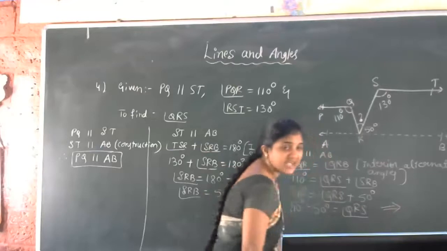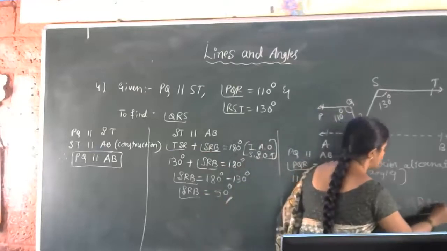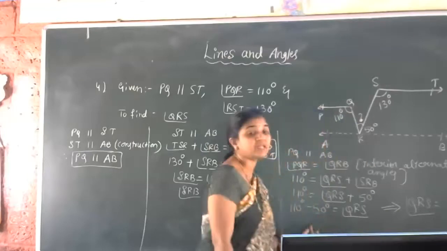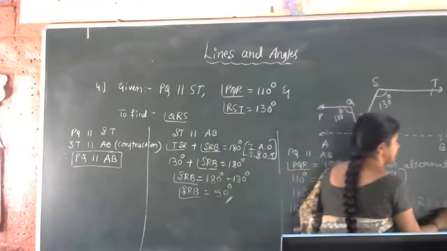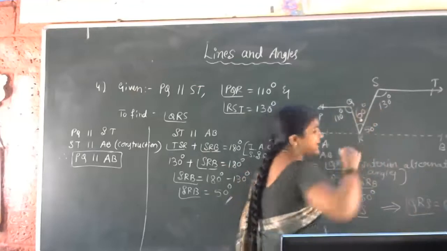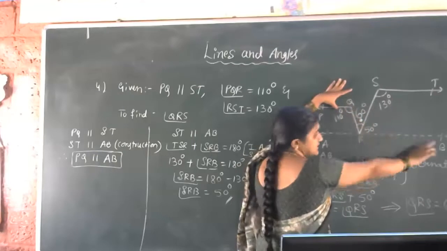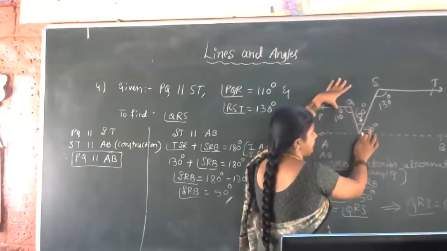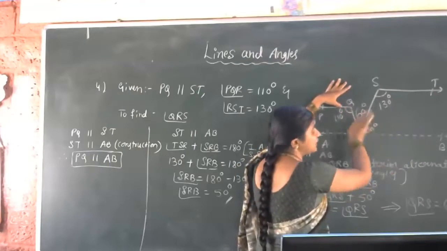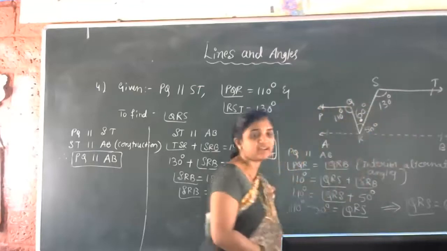Therefore, what is the answer? Angle QRS is equal to 110 minus 50, which is 60 degrees. Here we got the answer as 60. Orally also you can find it. If this total is 110 and here we have 50 degrees, then for what value does it become 110? 50 plus 60 is equal to 110 degrees.